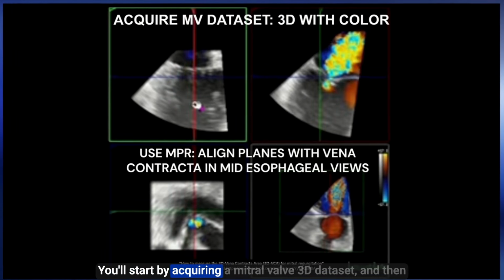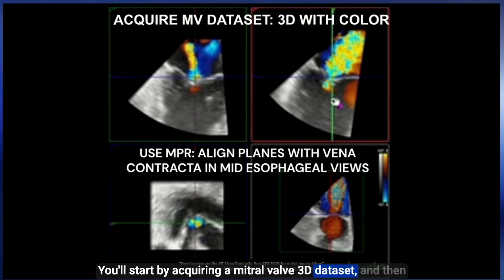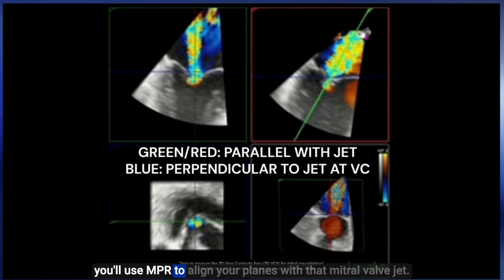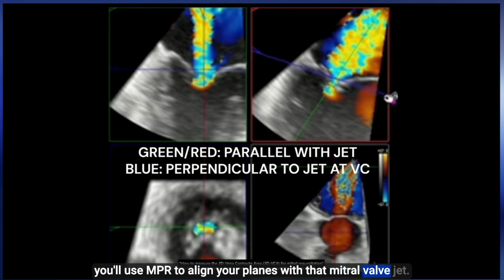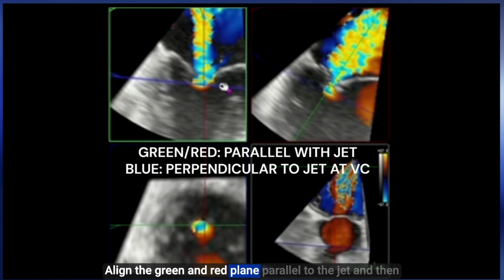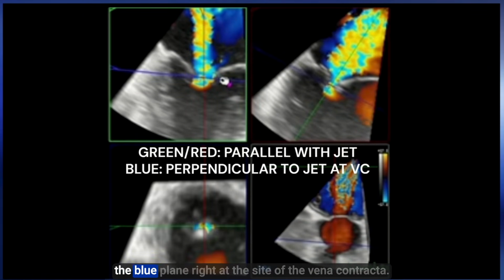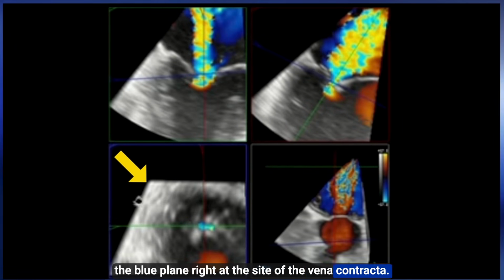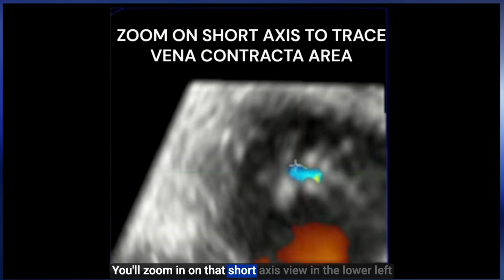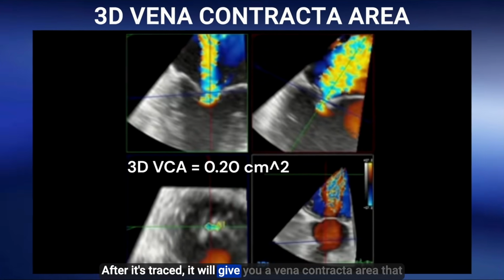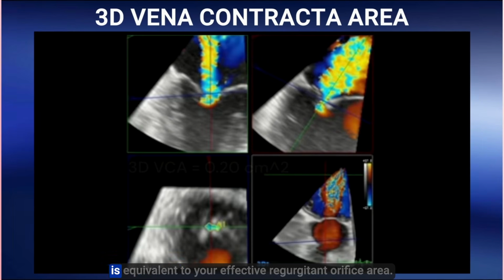You'll start by acquiring a mitral valve 3D data set. And then you'll use MPR to align your planes with that mitral valve jet. Align the green and red plane parallel to the jet, and then the blue plane right at the site of the vena contracta. You'll zoom in on that short axis view in the lower left corner and trace that vena contracta area from there.